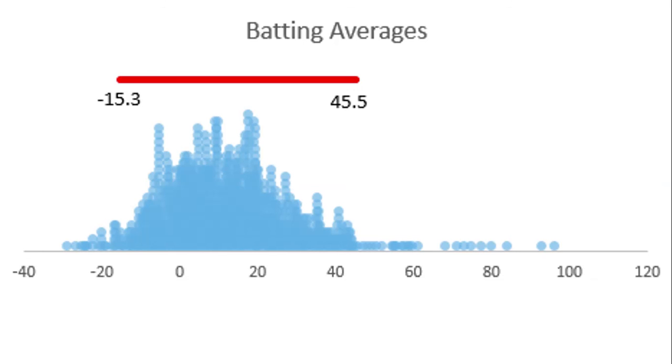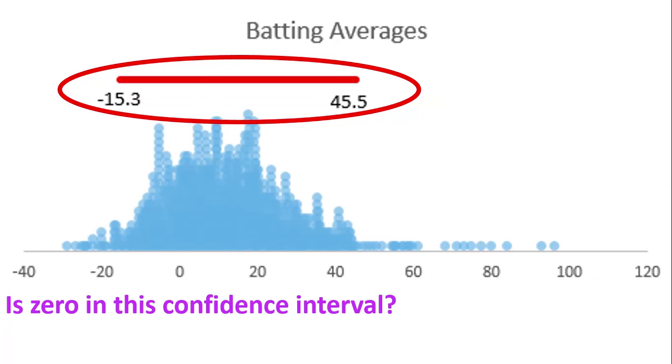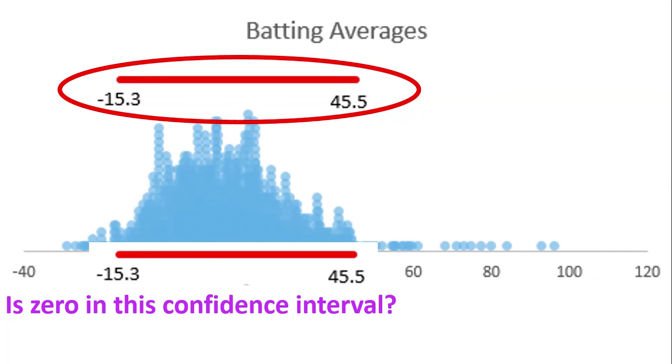So this is an example of batting averages. The key there is we want to focus on that confidence interval, which I've just circled. So the confidence interval goes from negative 15.3 up to 45.5. So I want to know, is 0 inside that confidence interval? So I've dropped that confidence interval down to our scale along the bottom there, and 0 is right there.